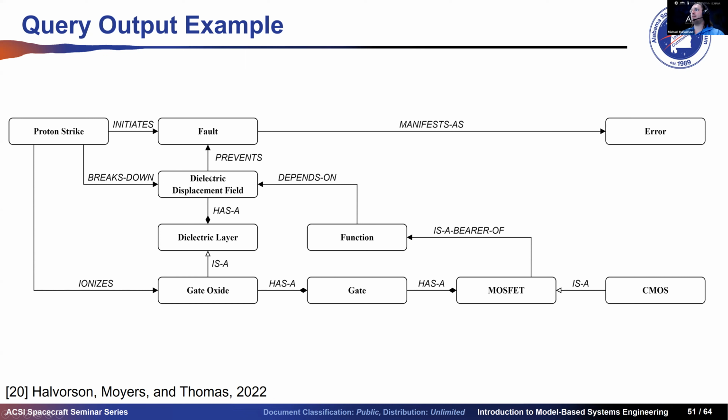Well, if the dielectric displacement field is what's preventing the fault, the proton strike initiates that fault, and the fault manifests as a software error. So I know, based on just having this transistor that is associated with some software functionality, that if that transistor doesn't work, it's going to manifest as this error. All of this is accomplishable just by saying that I am in an environment that has protons, that I have a transistor that is associated with some software function. It might initiate a fault, and that fault might manifest as an error.